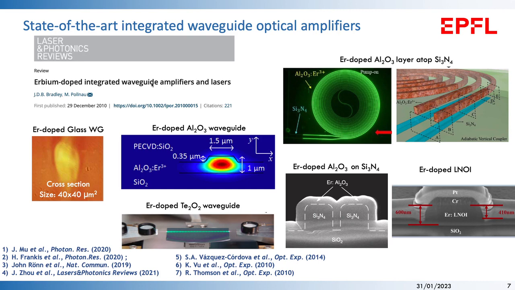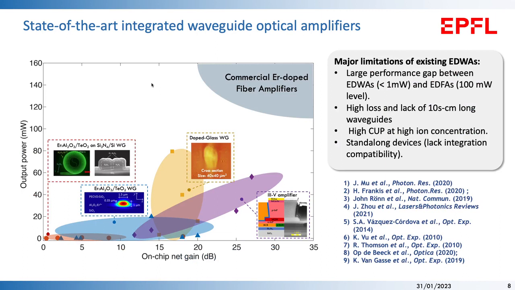More recently, Sonia's group and Jonas Bradley's group started to look into depositing this gain material as a cladding onto the silicon nitride platform, or even silicon, and also the doped lithium niobate platform, which can give us the on-chip erbium-doped fiber amplifier. But when you look at the performance, we really found an issue.